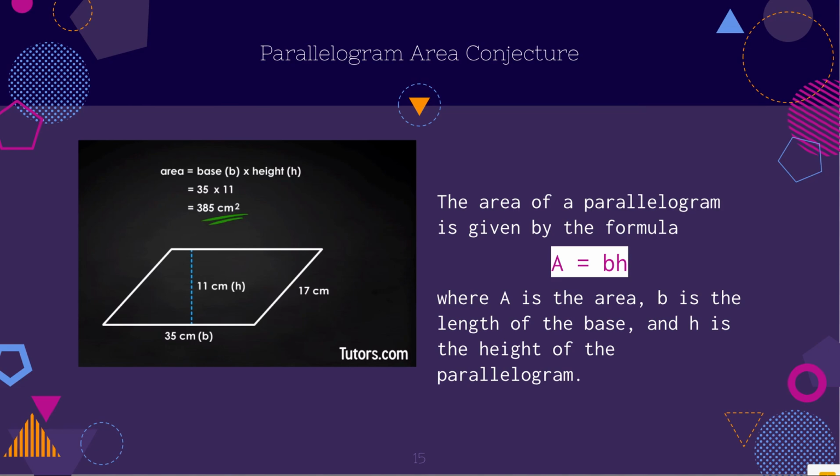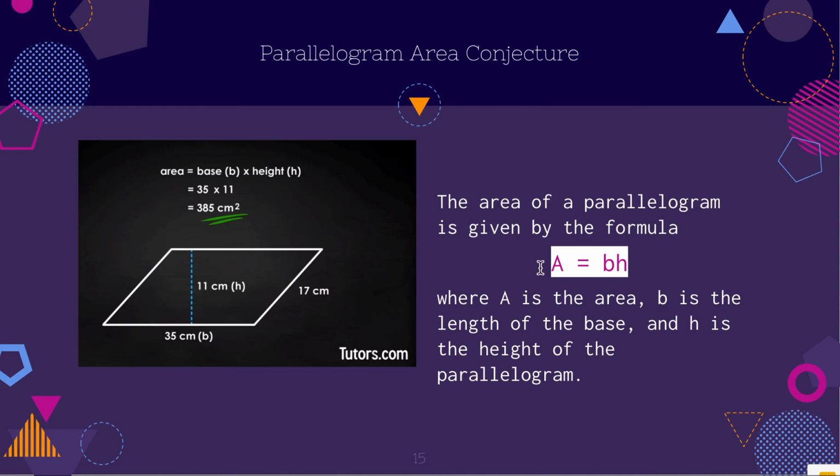So the difference is the base and height are not necessarily side lengths of the figure. So in this situation, the base would be 35 centimeters and the height would be 11 centimeters, even though 11 is not a side length of the figure. So we don't use that number 17 at all. We only use the height given here, which in this situation is 11 centimeters.